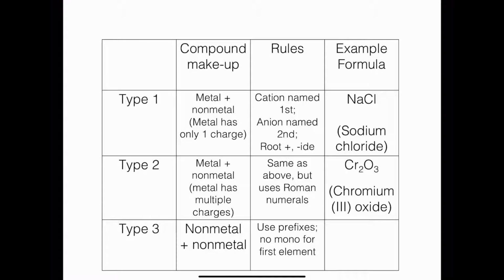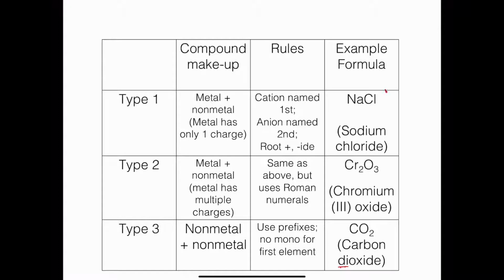These prefixes represent how many of each element are in this formula. And remember, we don't use mono for the first element, so something like CO2 would be called carbon dioxide, not monocarbon dioxide. We could put mono if there were only one of the second element, but in this case, there are 2 of the second element, which is where the di comes from. The subscripts indicate the number of atoms of the element that that subscript is attached to.